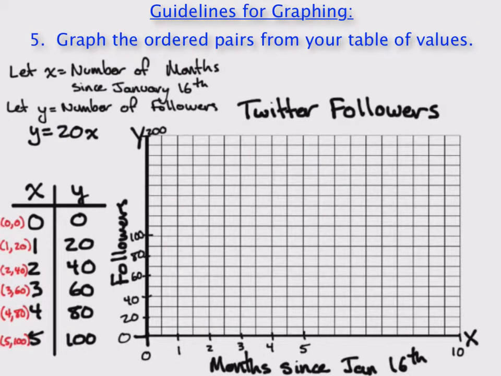At this point, it's time to graph the ordered pairs from our table of values. At this point, we can extrapolate that the ordered pairs probably continue on in this fashion, so let's go draw some more.